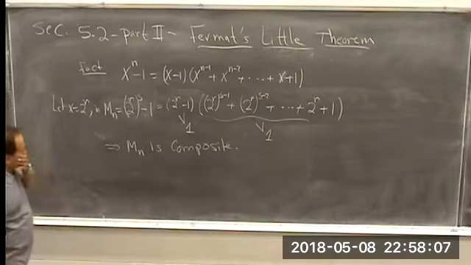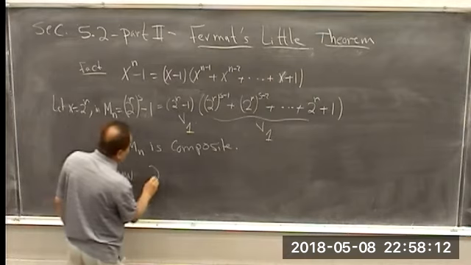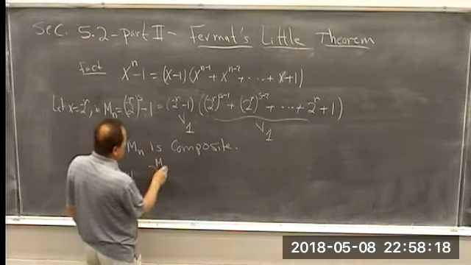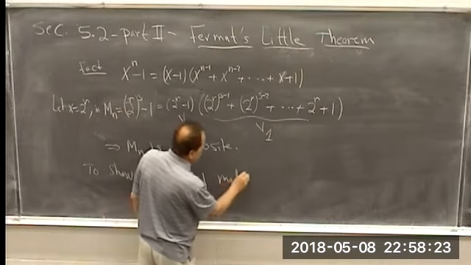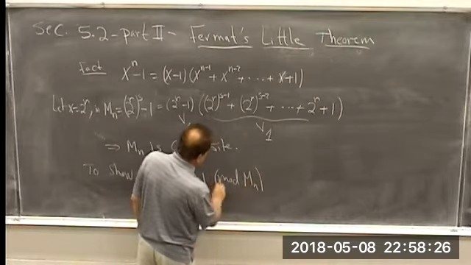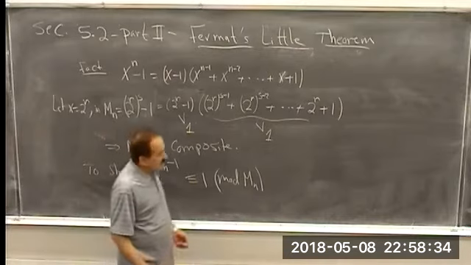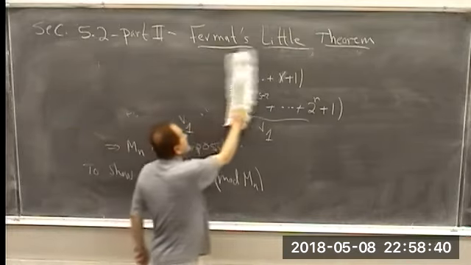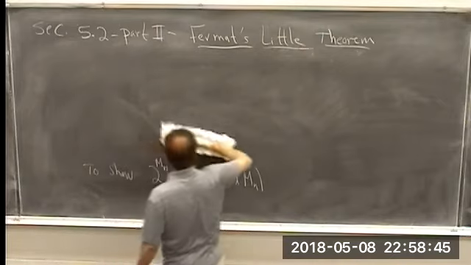The next thing I want to show is that 2 to the power m sub n minus 1 is congruent to 1 mod m sub n, to show it actually passes Fermat's congruence. And to do this, again, we're going to be using a similar trick to this expansion. But let's have some room here.